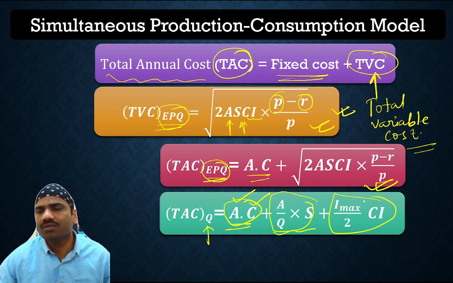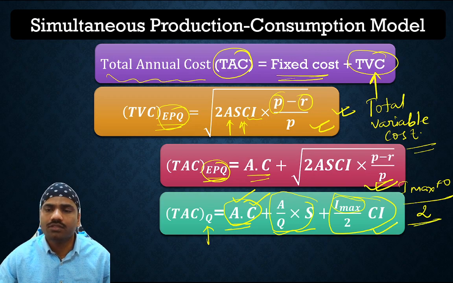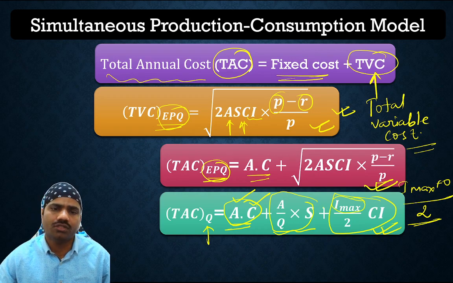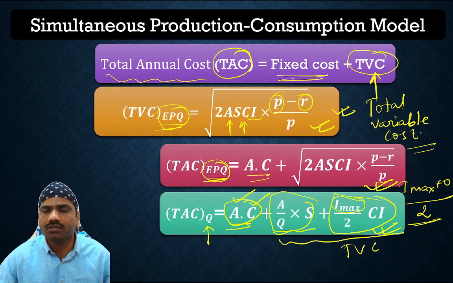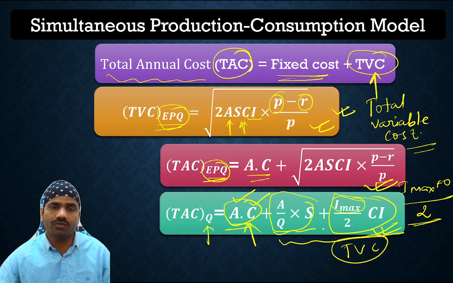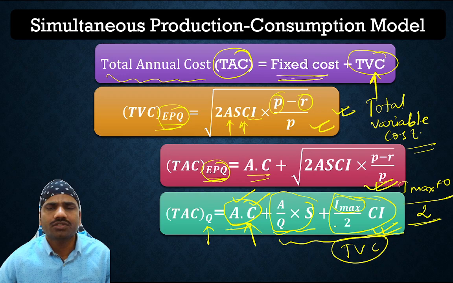Because maximum inventory is I max and minimum inventory is 0, we can find the average inventory as I max plus 0 by 2, and this will give you the inventory carrying cost. So we can find total annual cost and total variable cost in both the models. This will also give you the total variable cost, and this is the total annual cost. We can find it by making use of this particular formula. So we have discussed a few formulas related to the production consumption model.